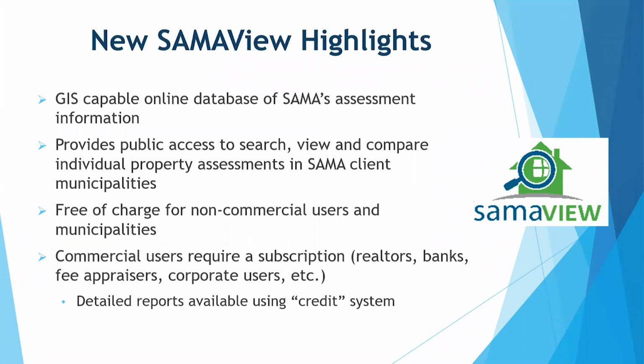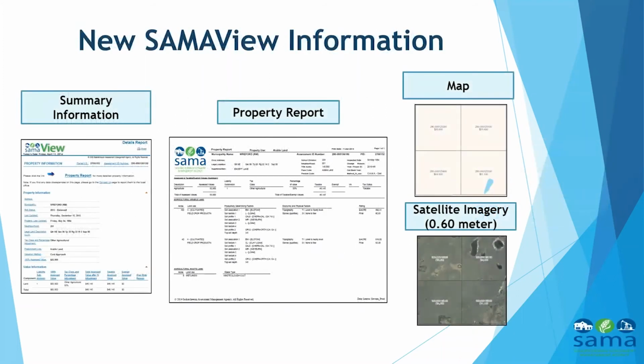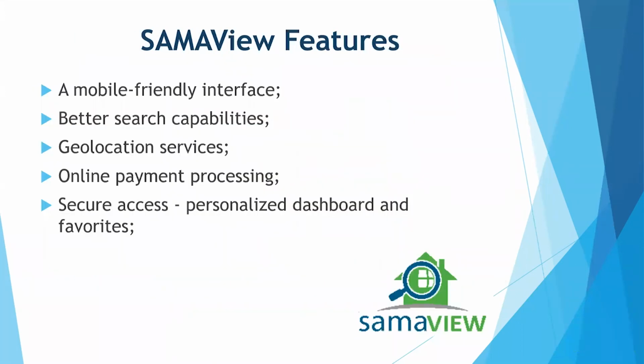We do have commercial subscribers, so realtors, banks, fee appraisers, and so forth can subscribe to the service, and through a credit system and fees can access the same information. We've worked quite a bit on the new SAMA View, so we have summary information, property reports, a very robust map service, and satellite imagery, and we'll look at that in a moment. Some other things to add to SAMA View: a mobile-friendly interface. When you go to search, there are 7 different ways to search. We can geolocate automatically through your location in the province. And for paying users, online payment and secure access through a personalized dashboard.